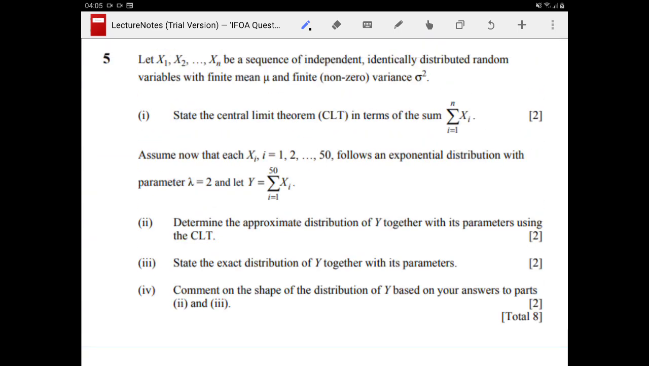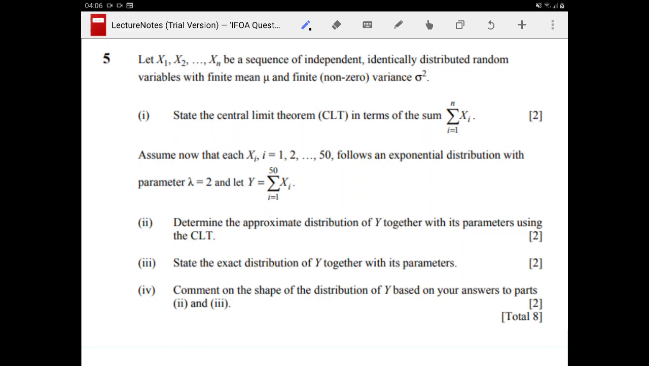Okay, so let's read the question. Let X1 through to Xn be a sequence of independent, identically distributed random variables with finite mean and finite non-zero variance sigma squared. The first part is, state the central limit theorem in terms of the sum from i equals 1 to n of Xi. The second part says, assume now that each Xi, where i is equal to 1 to 50, follows an exponential distribution with parameter lambda equals 2, and let Y be the sum from 1 to 50. Determine the approximate distribution of Y together with its parameters using the CLT.